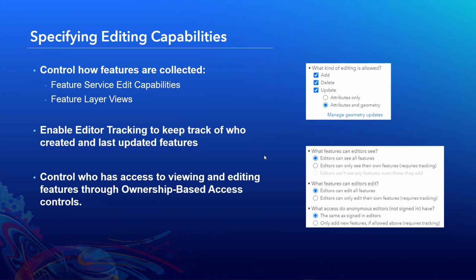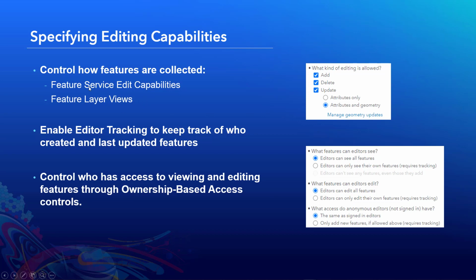A few things I wanted to point out that we didn't necessarily cover in the demonstration: you do have the ability for the feature services themselves to configure how features are collected. You can do that through the feature service edit capabilities, which is accessible through the item details page for the settings of that particular feature service. And you can control whether or not that service supports updating, adding, deleting, update attributes only. You can toggle on different combinations of those edit capabilities.